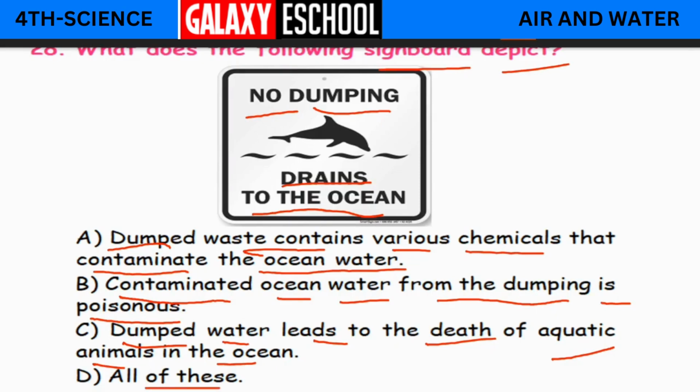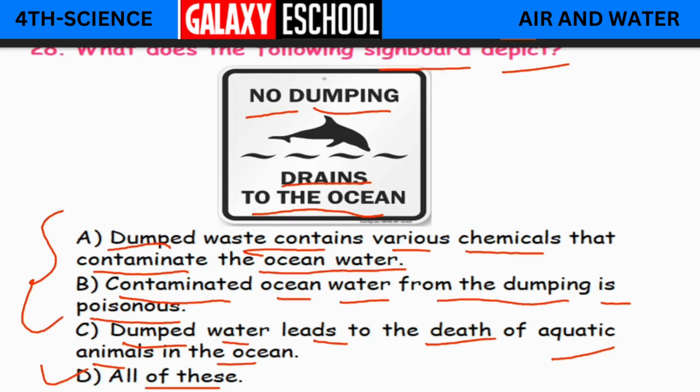So what do you mean by this signboard, children? It means all three statements. That is why D is the correct answer. This is the signboard where we have to be aware that we should not dump waste in the ocean or any water body, because this polluted ocean water is poisonous. When the water becomes poisonous, the animals living in the ocean are going to be killed. That is why we should not dump waste.